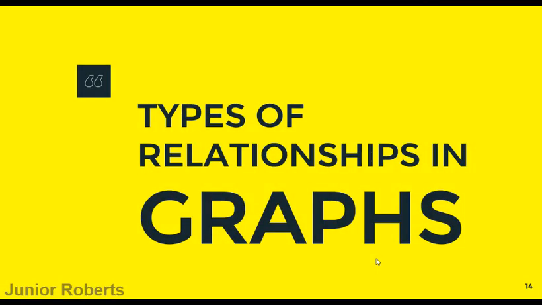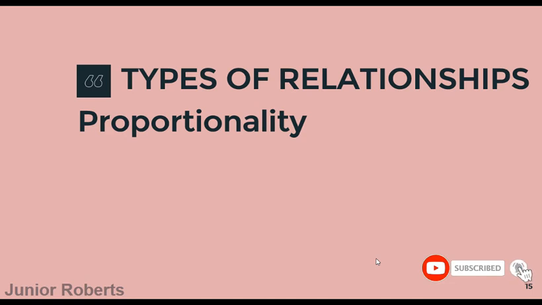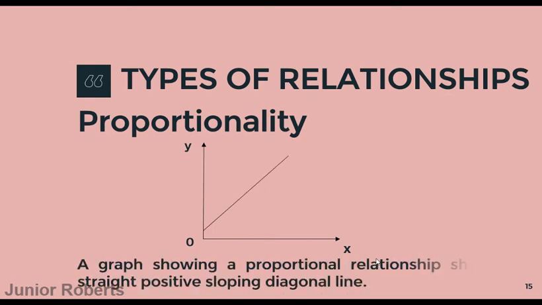Now, let's talk about the type of relationships that we can observe from a graph. Now, the first one we'll talk about is one called proportionality, right? And we'll actually look at a graph that shows a proportional relationship. So if we look at this graph here, right, we will say that this is a graph that shows proportionality. Now, a graph showing proportionality is a graph which has a positive sloping diagonal line just like this, right? So once you have a positive sloping diagonal line, it is referred to as a graph of proportionality, right?